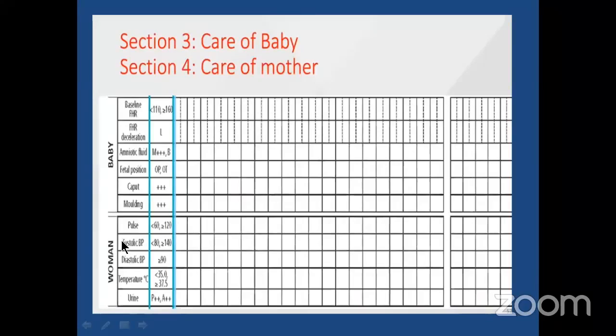Then you come to the woman parameters. Here, of course, as usual, the vitals, the pulse, systolic BP, diastolic BP, temperature, urine ketone bodies, acetone bodies, etc. And this A is acetone and this P is protein. You find all the abbreviations down at the bottom. So all these things, if you find alert, you just put an alert out here, right?